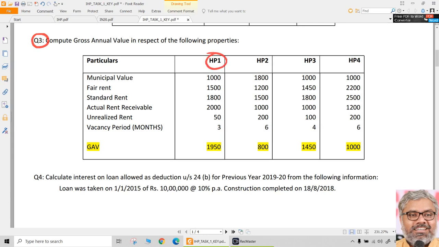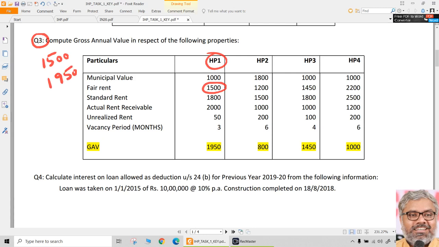Municipal value 1000, fair rent 1500. Naturally, whichever is higher, 1500. 1500 and 1800. So, naturally, whichever is lower, 1500. Okay. We have 1500 as expected rent. Now, actual rent receivable is how much? 2000 minus 50. That is 1950. That is actual rent, not annual rent, actual rent.